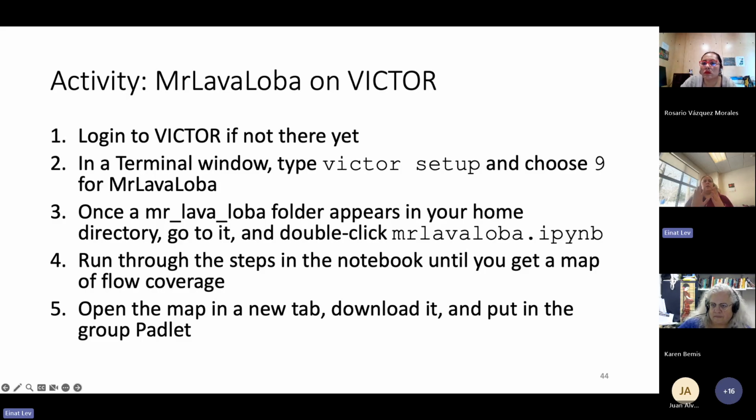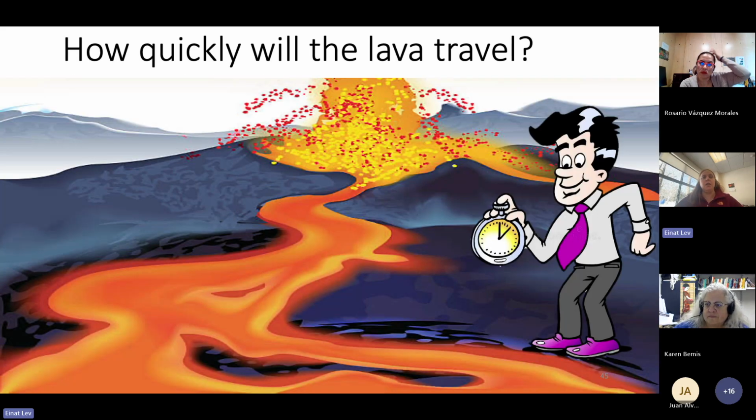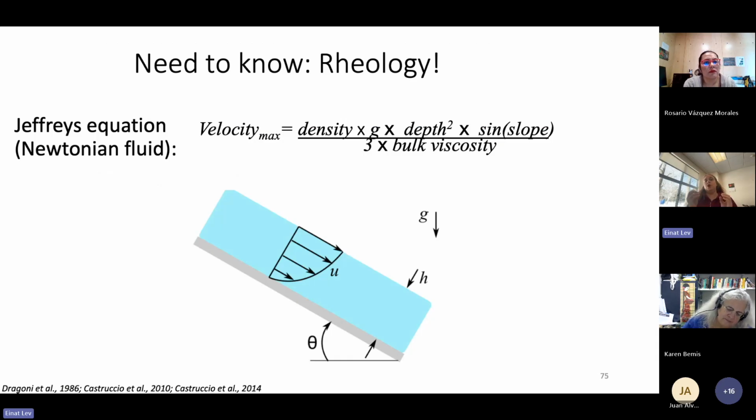Okay, so the models that we've looked at so far only looked at where the lava would go. Now, what we also want to see is how quickly it would get there. How fast will the lava travel? To know that, we need to know the rheology, or the viscosity.